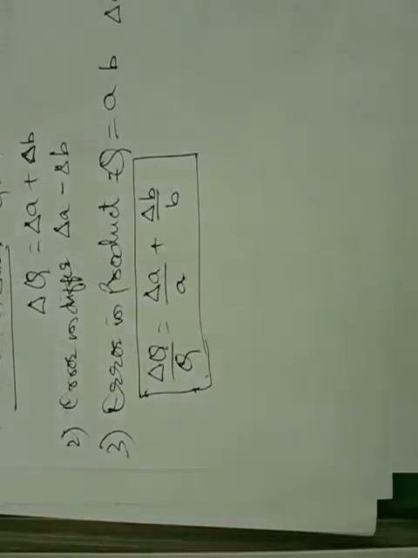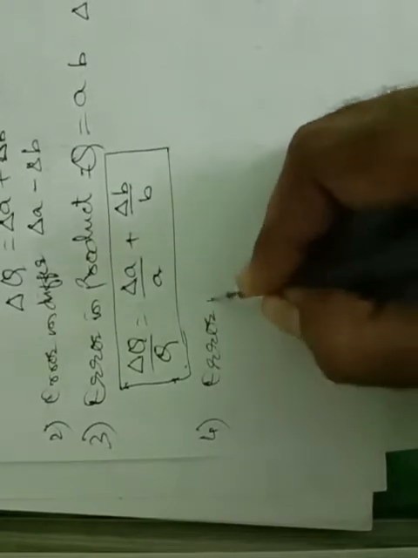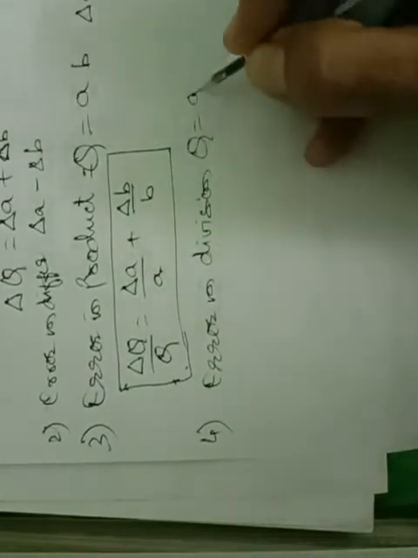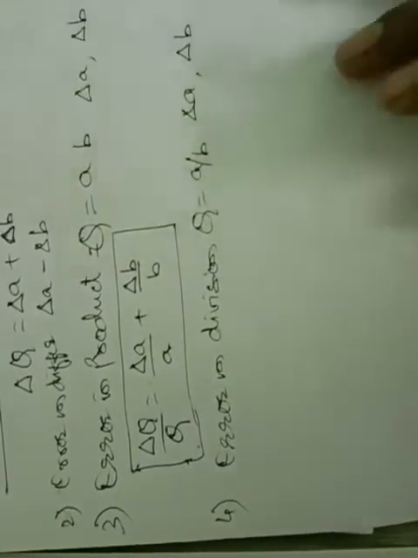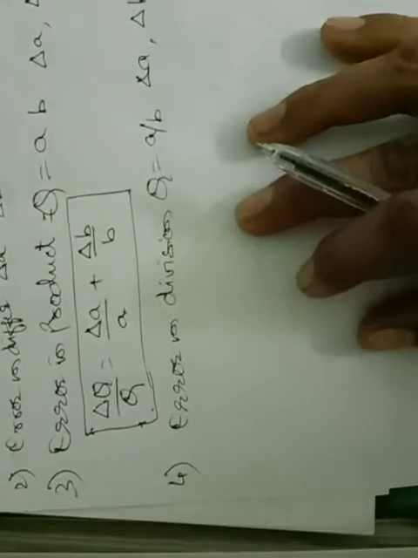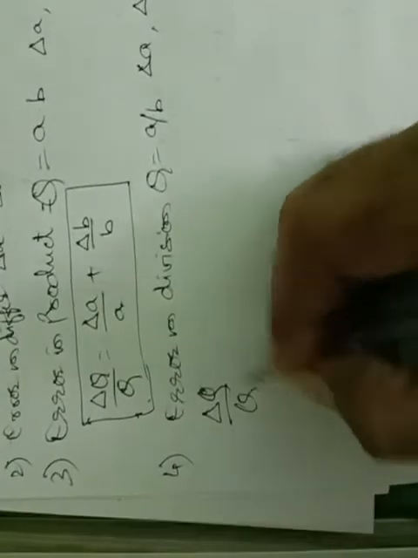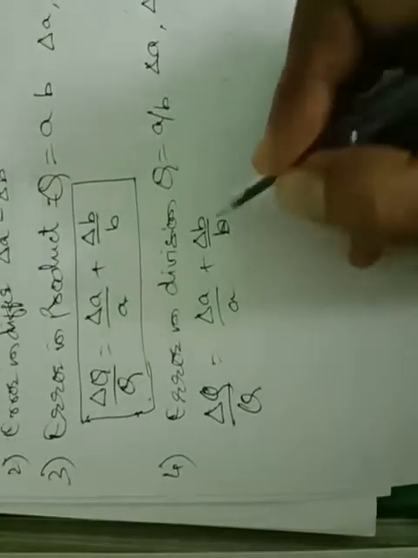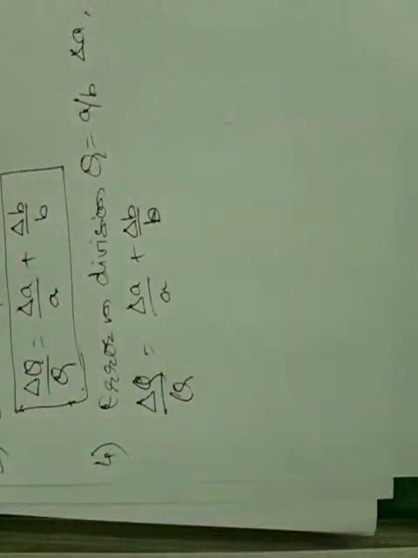So similarly in the fourth, error in division, Q is equal to A by B. Same delta A, delta B is there. So here also it will be relative error, delta Q by Q is equal to delta A by A plus delta B by B. So in case of multiplication and division, the sum of the relative errors is there in both the cases. Clear?